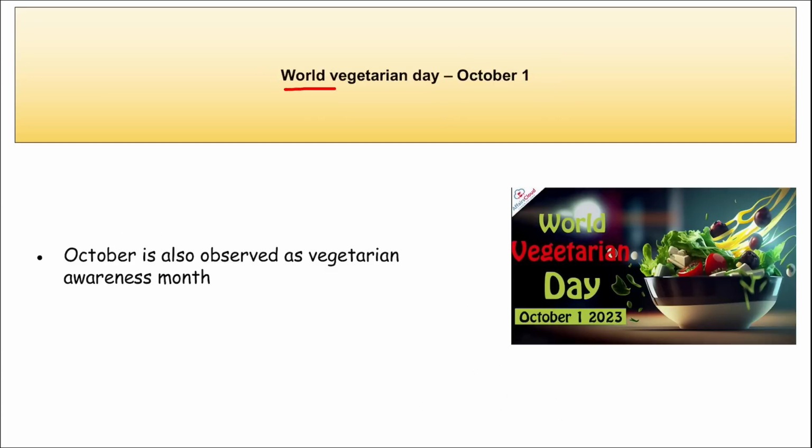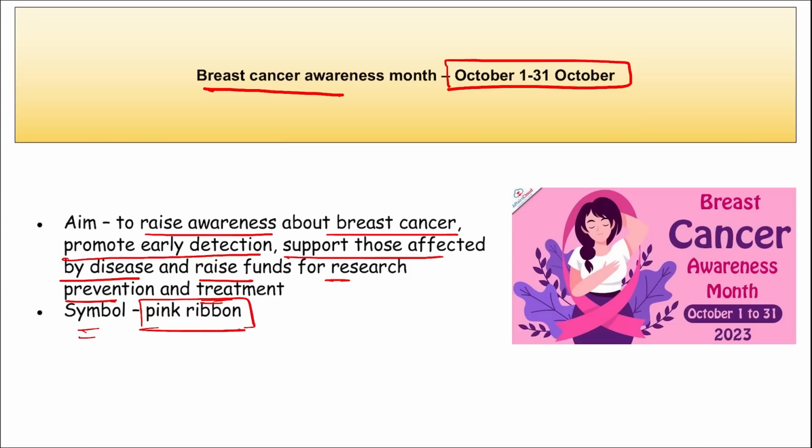Next is World Vegetarian Day. On 1st of October, we observe World Vegetarian Day, and October is also observed as Vegetarian Awareness Month, right? So friends, these are some important days. Let's go one by one.